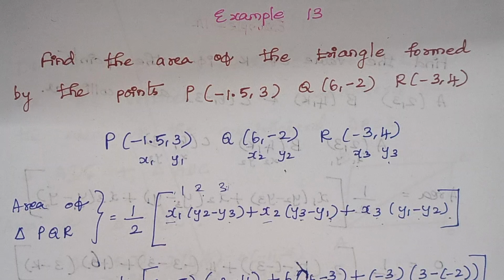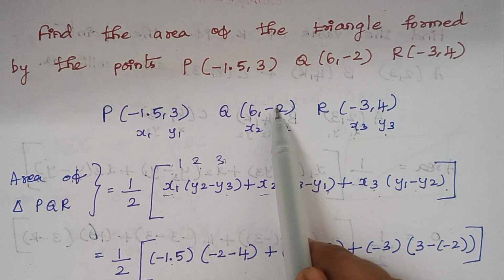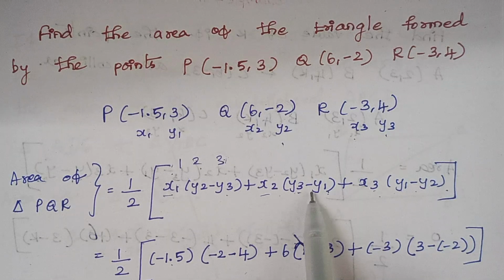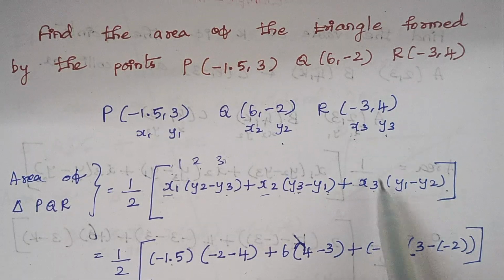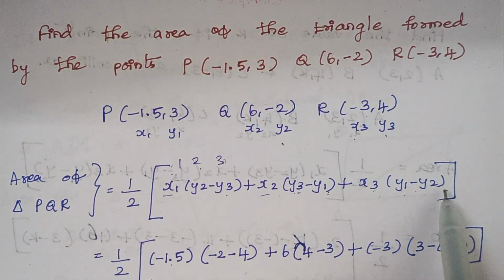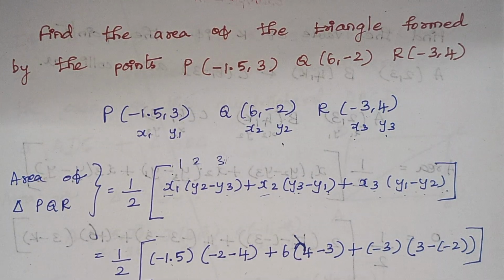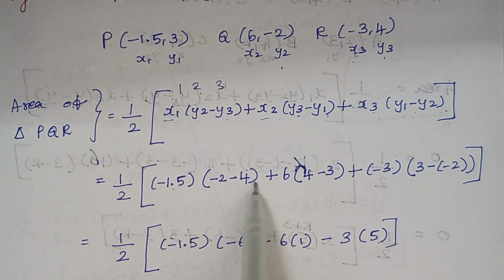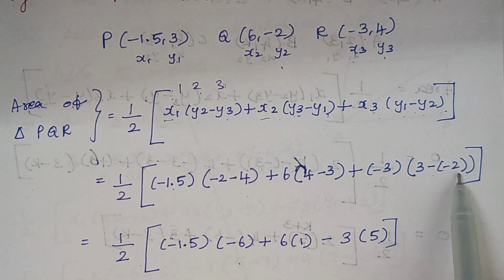So x1 is minus 1.5 into y2 minus y3. So minus 2 minus 4. And the next is x2. x2 is 6. y3 minus y1. So it is 4 minus 3. And the next is x3. x3 is minus 3. y1 minus y2. So y1, okay, 3 minus of minus 2 here. So once you simplify here, you get minus 1.5, minus 2 minus 4 gives minus 6 and 4 minus 3 gives 1 and 3 minus of minus 2 becomes 3 plus 2 and that gives 5.